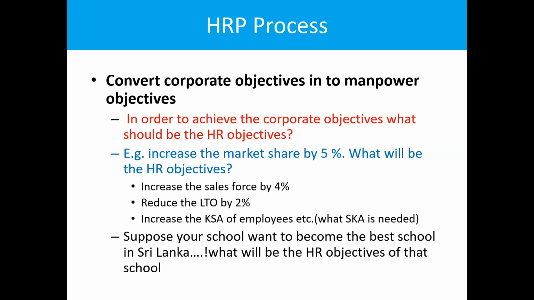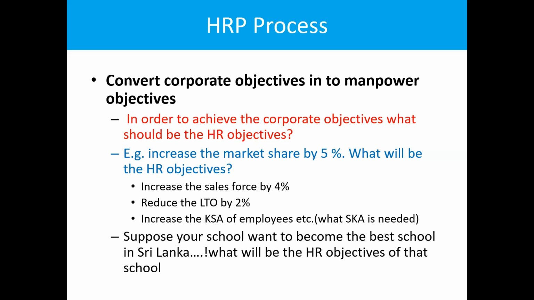Another objective is to increase the sales force capacity during this coming 5-year period. Current employees' capacity and competencies, right? Knowledge, skills, attitudes, and other characteristics which are required to increase sales, for example. Right? Another HR objective. So those are the HR objectives, simply converting corporate objectives into manpower objectives. In other words, HR objectives are those, right?